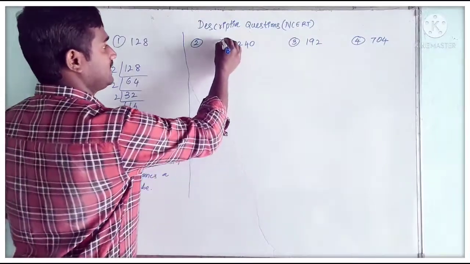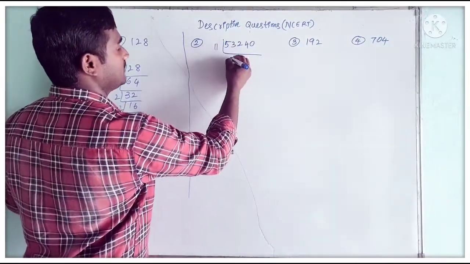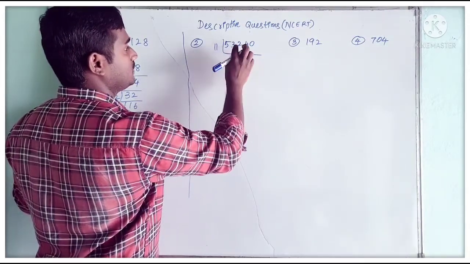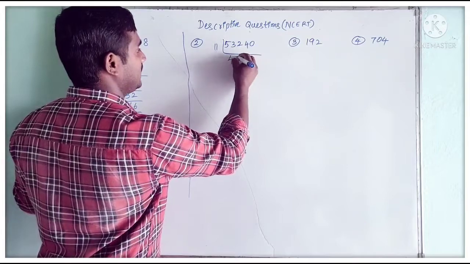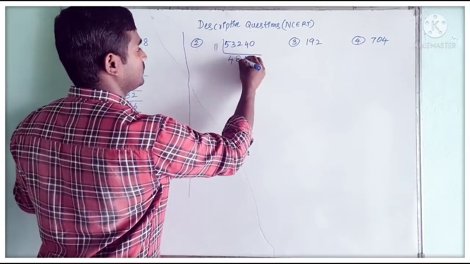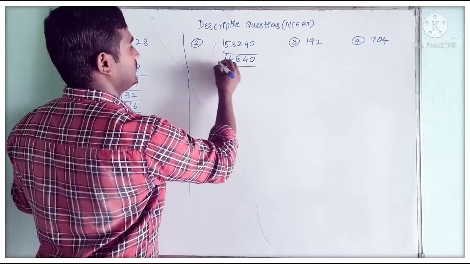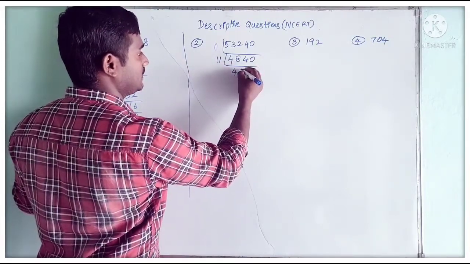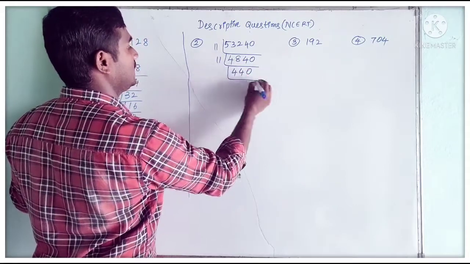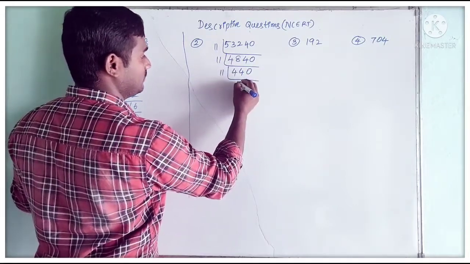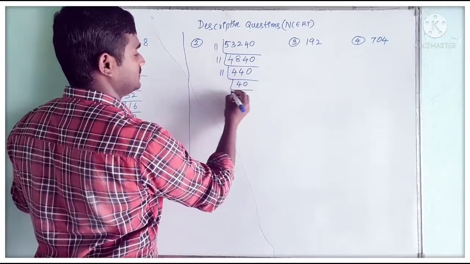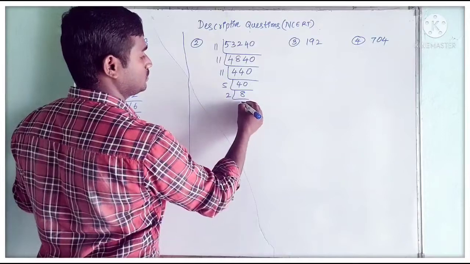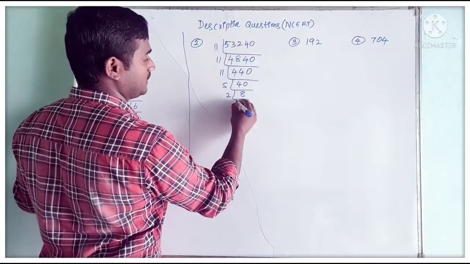53,240. Let us divide by the 11 table. 11 ones are 11, 11 fours are 44, and here 44, 11 eights are 88, and 44. 11 fours are 44, remainder 0. Again, 11 table: 11 fours are 44, remainder 0. Again, 11 table: 11 fours are 44, remainder 0. 11 fours are 44. Next, 5 table: 5 eights are 40. Next, 2 twos are 4, 2 twos are 4, 2 ones are 2.